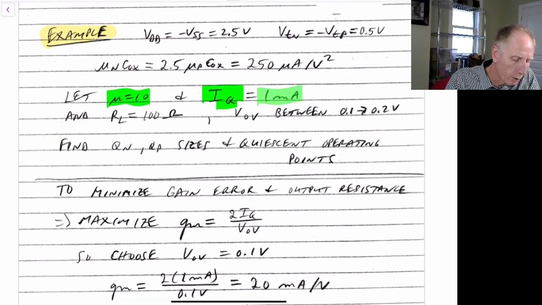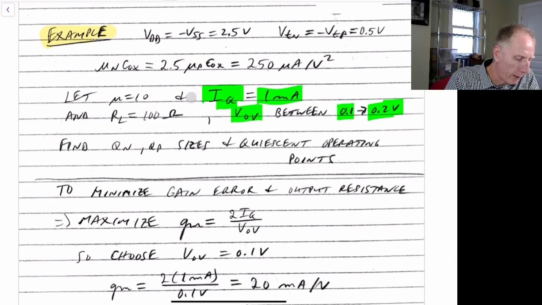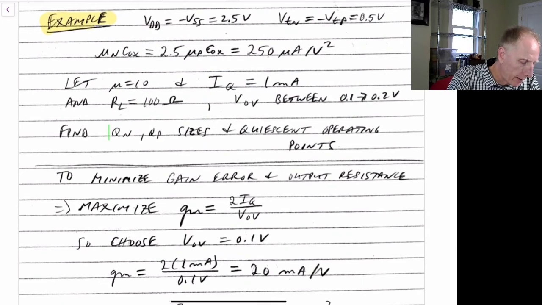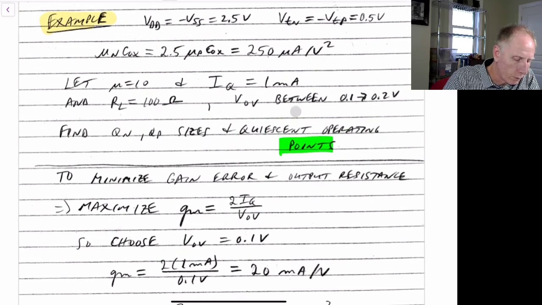We want our quiescent current to be 1 milliamp. Our load is 100 ohms. We'd like to choose our overdrive voltage for the DC bias to be somewhere between 0.1 and 0.2 volts. So we can choose 0.1, 0.15, or 0.2, but we'd like to have it limited within that range. And where should we choose it? So we'd like to find the QN, QP sizes, and our quiescent operating points, so what voltages we see throughout our circuit.